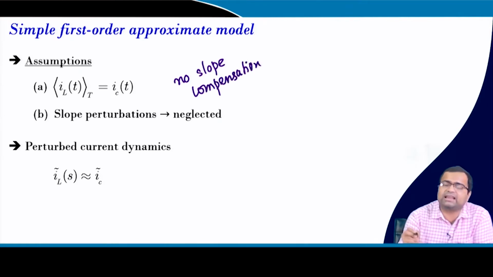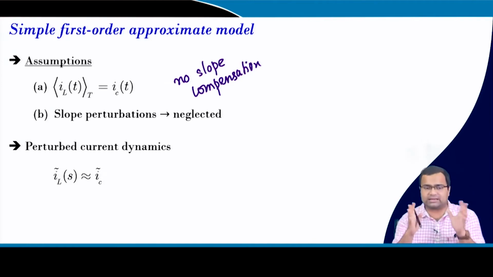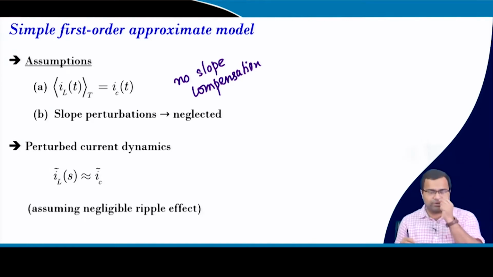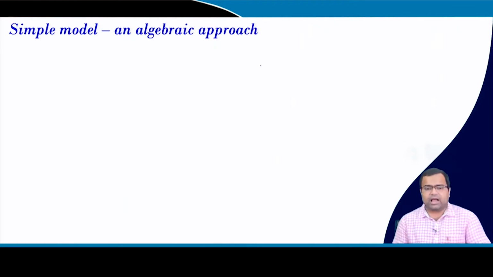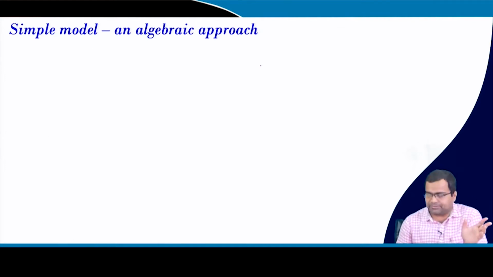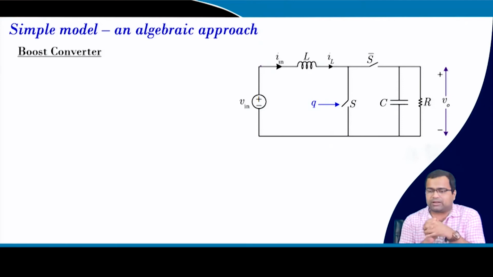That means we are not adding any ramp with the inductor current, assuming negligible ripple that we have discussed. Now, if we start with this basic assumption, then we will see this circuit becomes very simple. How? So, we take a boost converter.